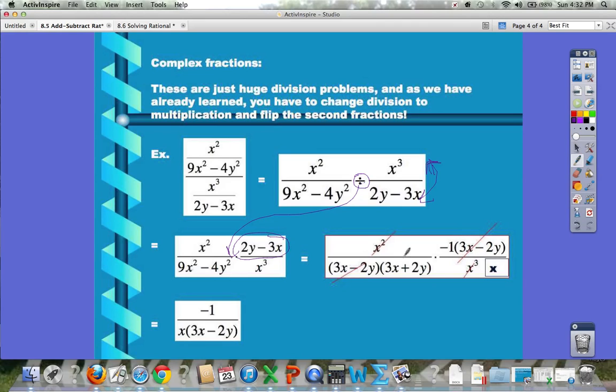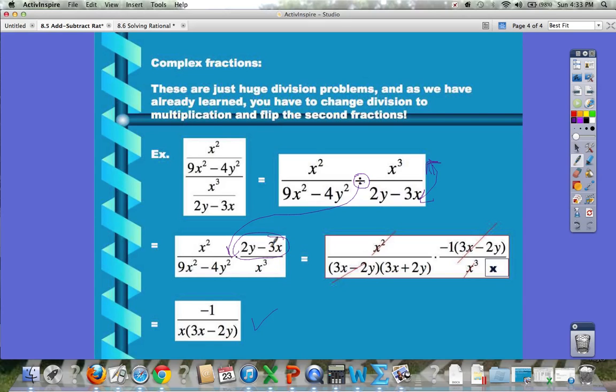Alright, so now I did that because I saw that I had this down here and I wanted to get rid of one of these to make it simpler. So I can now cross out the factors that are the same and cross reduce this way, and that will leave me with an x down here and negative 1 up there, and then this right here, which becomes negative 1 all over x times 3x minus 2y. Okay? Complex fractions are not difficult. I think you'll like them.